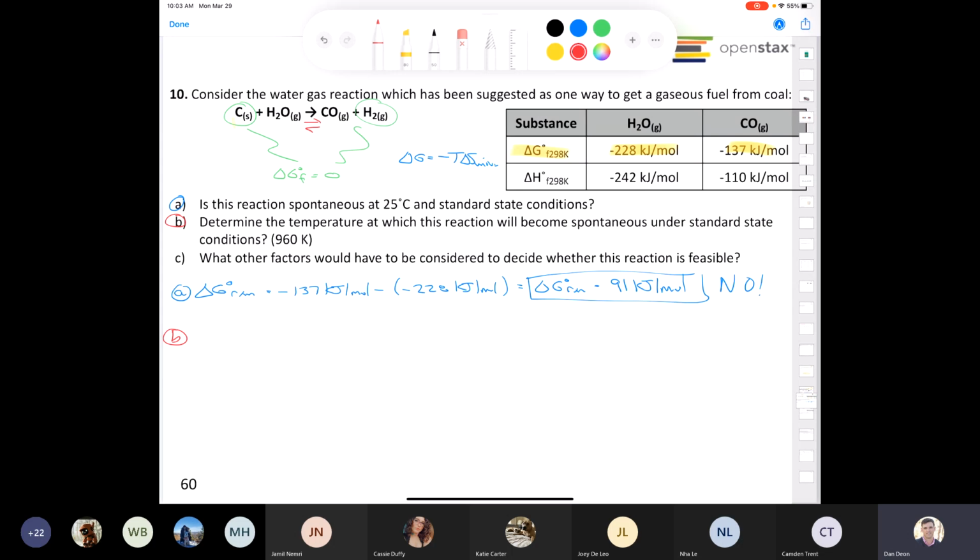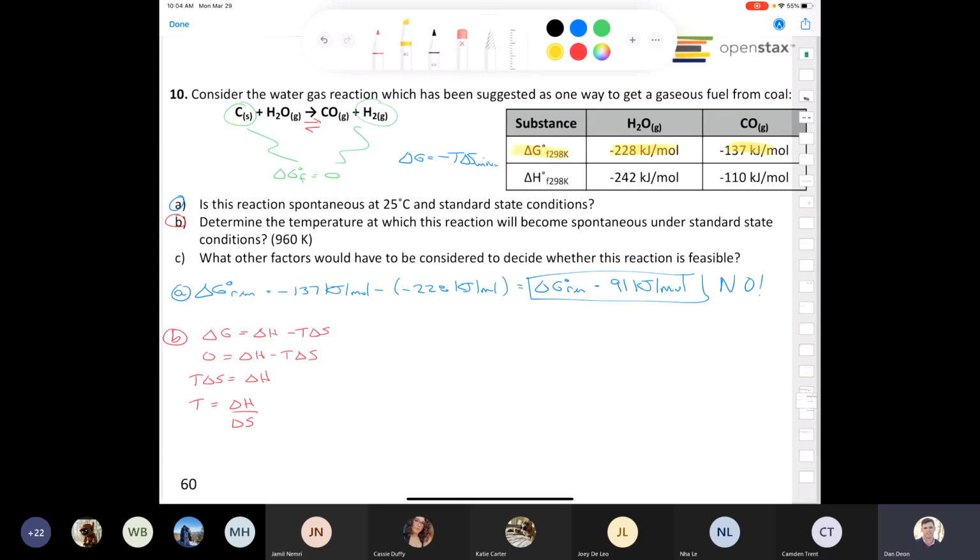So if I say my delta G is equal to delta H minus T delta S, and I put in 0 here, I get 0 is equal to delta H minus T delta S. That means that T delta S is equal to delta H, so T is equal to delta H over delta S. That means I can find the temperature at which this reaction becomes spontaneous.